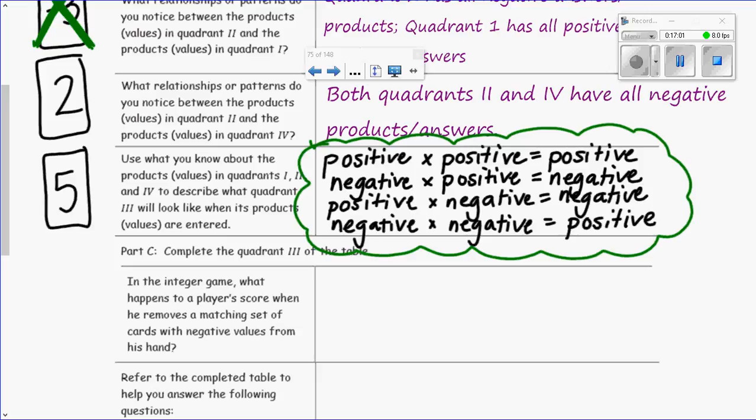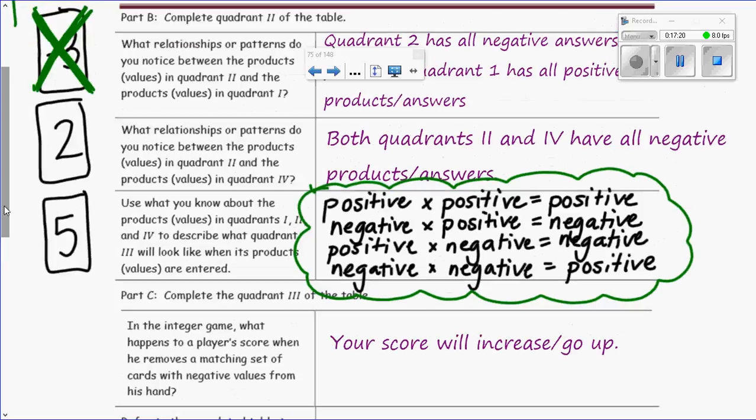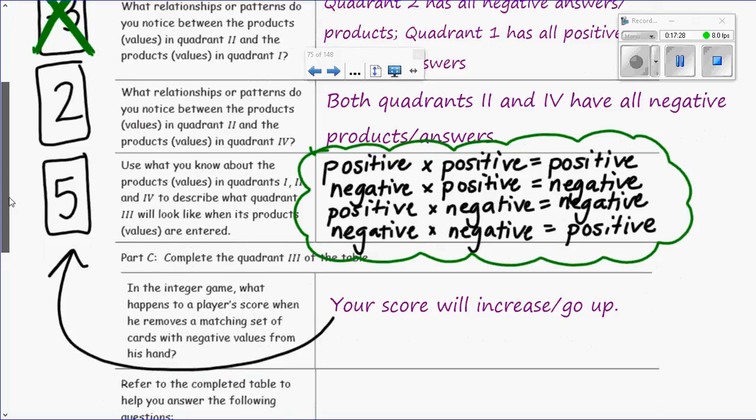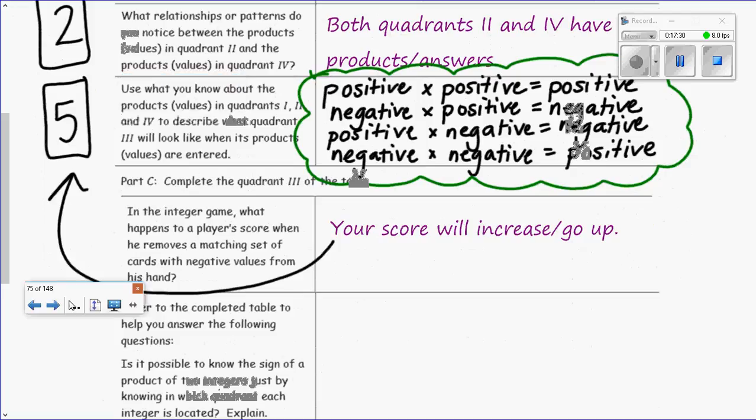In the integer game, what happens to a player's score when he removes a matching set of cards with negative values? So when you remove negative cards, your score will increase or go up. Okay, and then you could even draw a little arrow to this example that we had right here so that you can kind of remind yourself, oh look, my score was 4. When I discarded a negative, my score went up. And you saw that actually on topic A, on the assessment reviews and different questions from topic A. Okay, and then refer to the completed table.